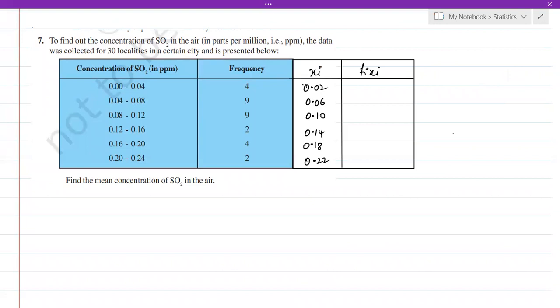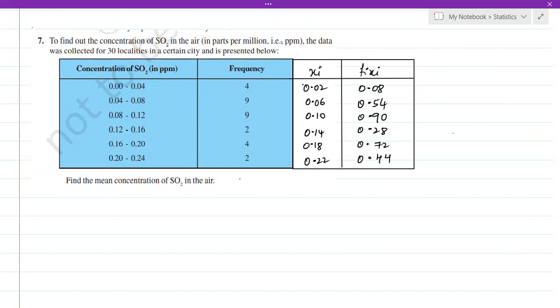Then let's multiply fi xi. So 4 into 0.02 will become 0.08. 9 into 0.06, that will become 0.54. You can just check it out. You just forget about the points. So 6 into 9 is how much? 54. Here actually it was 0.06, right? After the point you got 2 digits. So after 2 digits, place a point. So it becomes 0.54. 9 into 0.10 will become 0.90. This becomes 0.28. And this becomes 0.72. And this becomes 0.44.